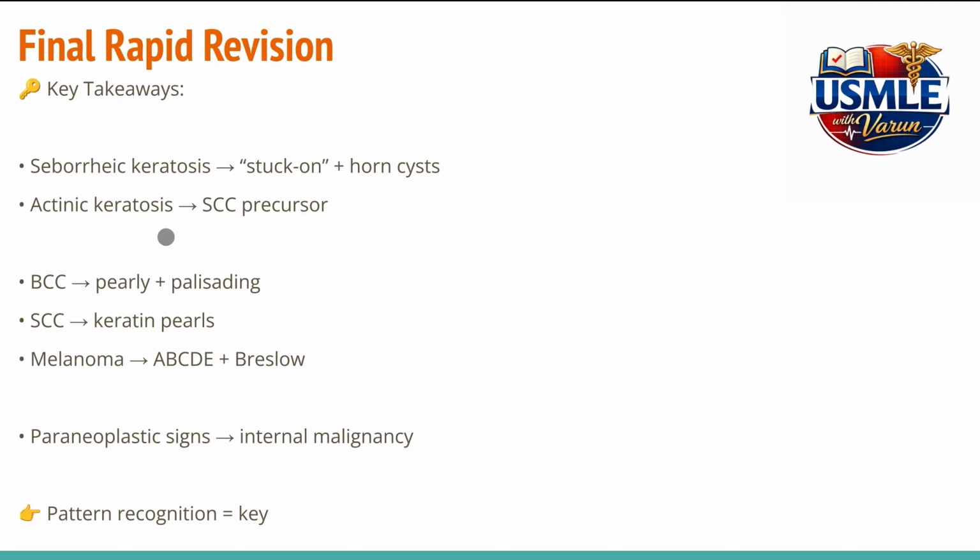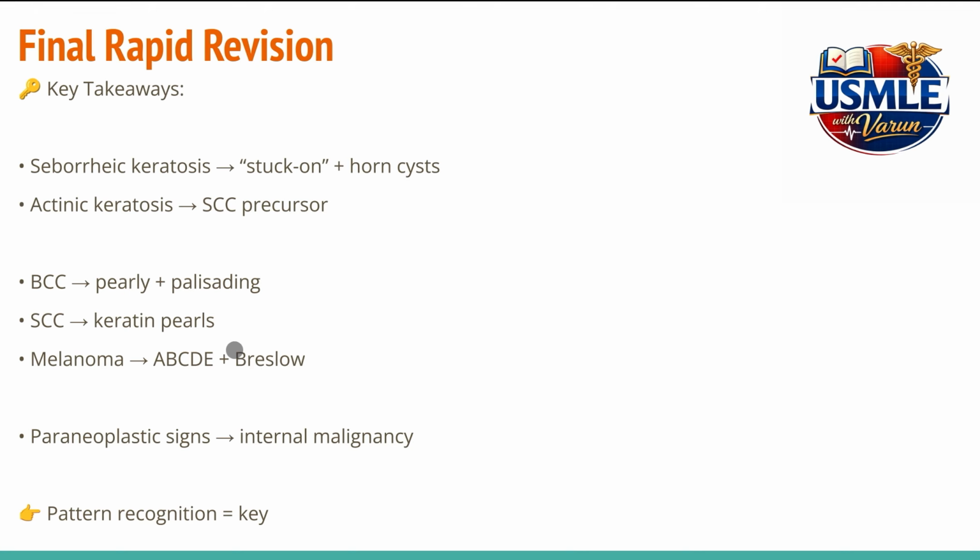The entire topic is something that comes down to recognition. So let's try to quickly summarize and revise the key findings from the entire module. Whenever there's a waxy stuck-on lesion, it could possibly be a benign lesion like seborrheic keratosis. Whenever there's a rough sun-exposed lesion, it could indicate a premalignant lesion like actinic keratosis. Whenever there's a pearly lesion along with peripheral palisading on histology, it could be basal cell carcinoma. Whenever there's an ulcerated lesion along with keratin pearls, it could indicate squamous cell carcinoma. Whenever there's a changing pigmented lesion that's showing evolution over time, it could be a melanoma.